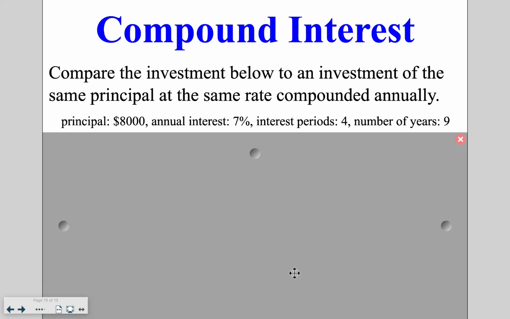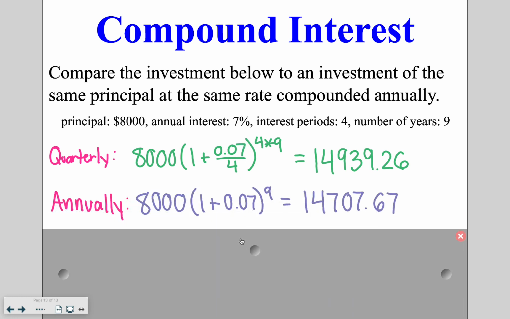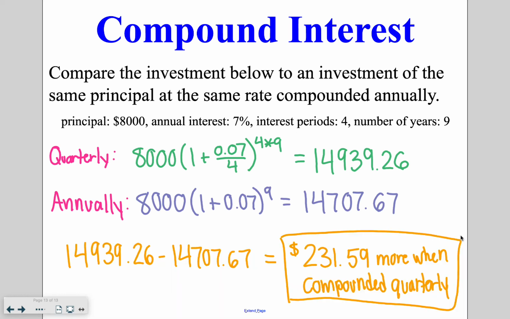Go ahead and try this one on your own. First, calculate your compounded value. So with our compounded quarterly, we end up with $14,939.26. Now go ahead and find the annual value. If it is just annual, it is $14,707.67. Finally, go ahead and compare them. So we end up with $231.59 more when compounded quarterly.